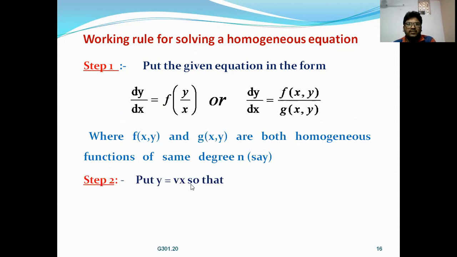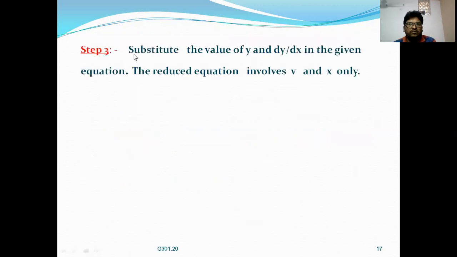Step 2, put y = vx, so that after differentiating this function, we will get dy/dx = v + x dv/dx. Now substitute this in the above equation. Then the third step is to substitute the value of y and dy/dx in the given equation. The reduced equation involves v and x only.